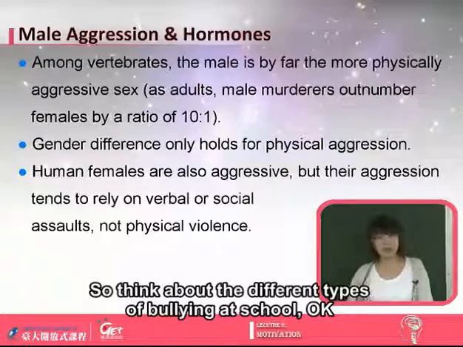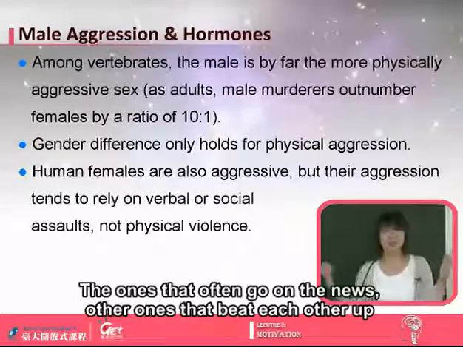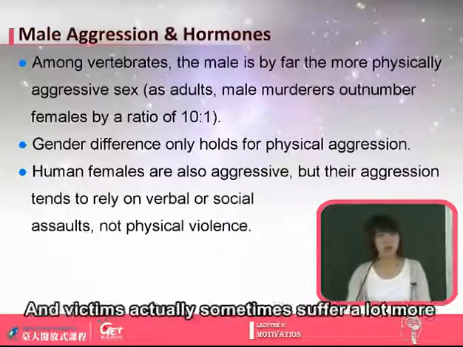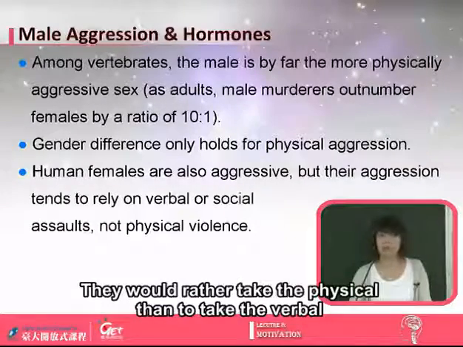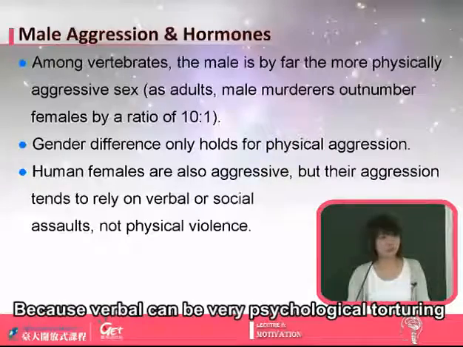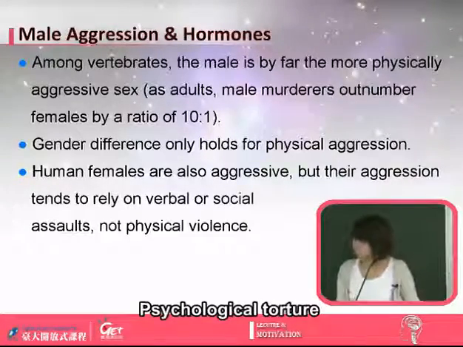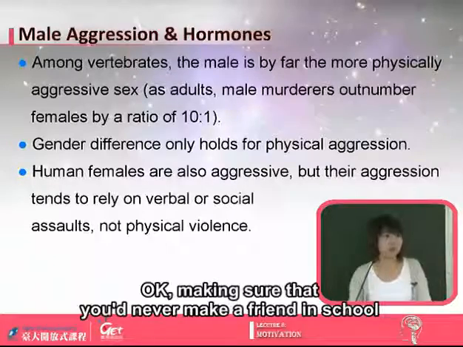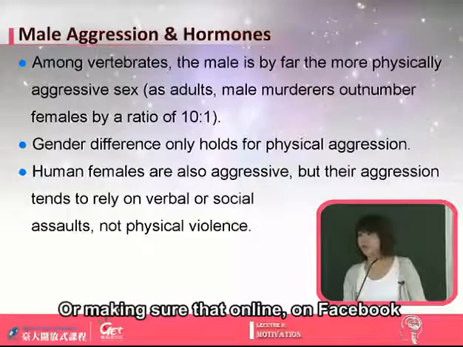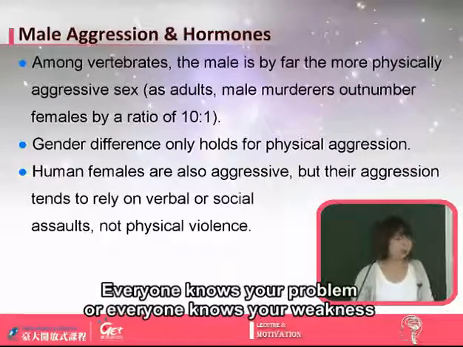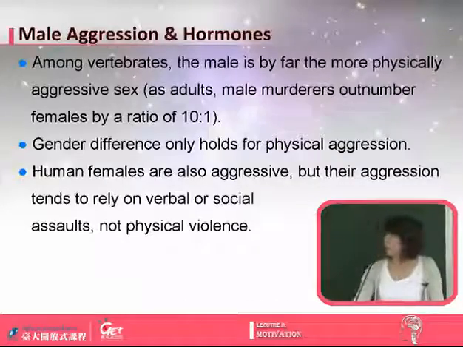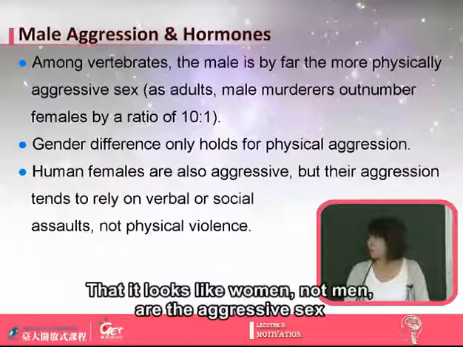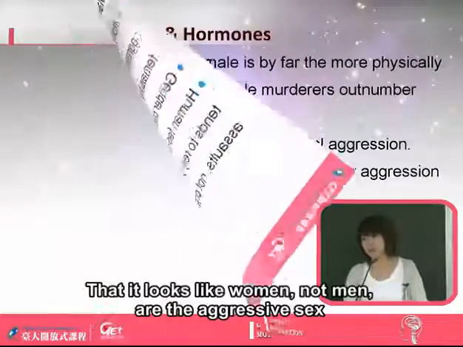So think about the different types of bullying at school. The ones that often go on the news are the ones that beat each other up. But they rarely talk about this type. Verbal assaults, social assaults. And victims actually sometimes suffer a lot more. They would rather take the physical than to take the verbal. Because verbal can be very psychological torture. Social assaults would be more to do with social exclusion, making sure that you never make a friend in school, or making sure that online, on Facebook, everyone knows your problem, or everyone knows your weakness, things like that. Now, if we focus on these sorts of aggression, especially cyberbullying, which is a very big issue now, then it looks like women, not men, are the aggressive sex.